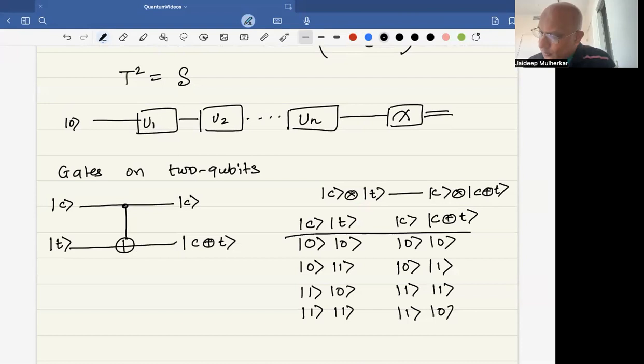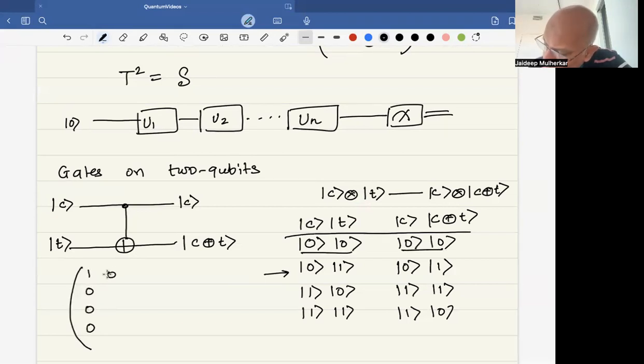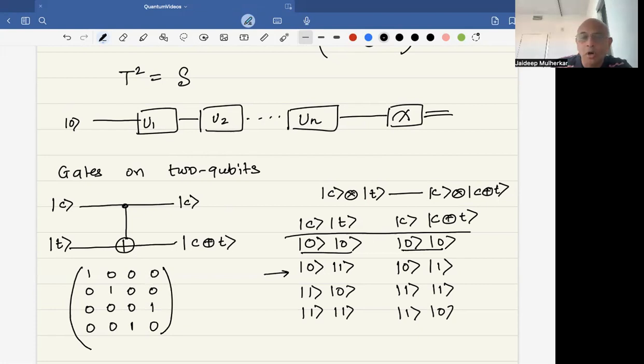And from here, I can write down the matrix representation of the CNOT gate, which will be a 4 cross 4 matrix. So this will be 1, 0, 0, 0, because 0, 0 goes to 0, 0. Then 0, 1 also goes to 0, 1. And then 1, 0 goes to 1, 1. I'm just writing down the column vectors which represent the action of the linear operator on that basis vector. So this will be 0, 0, 1, 0. This is the matrix representation of the CNOT gate. And as you will see later, the CNOT gate is an entangling gate.